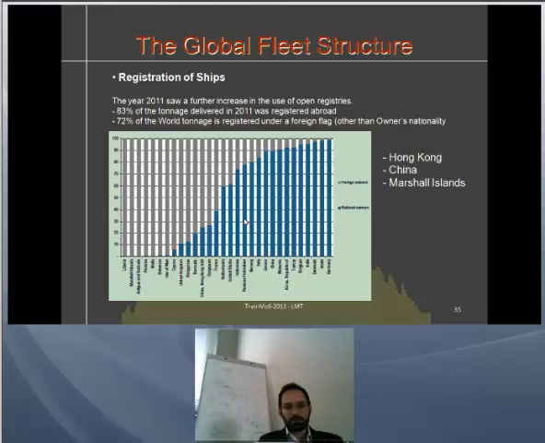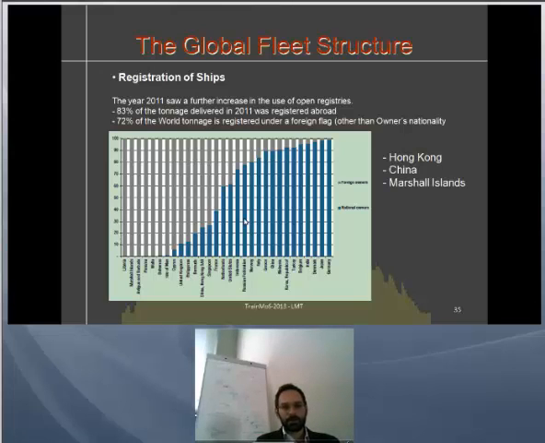So 83% of the tonnage delivered in 2011 was registered abroad, meaning from a different flag state than the flag state of the owner company. And 72% of the world tonnage in total is registered under a foreign flag. So you can also see this in the graph. For example, we have with the gray color the foreign owners and the national owners with the blue color. So you can see that in Liberia, there are only registered foreign owners, for example.